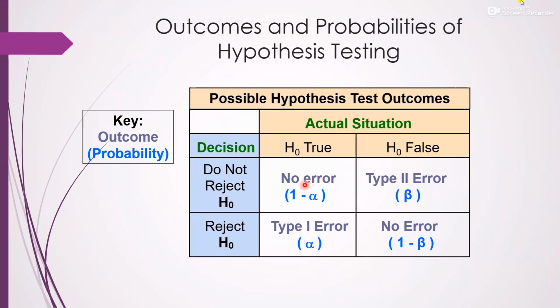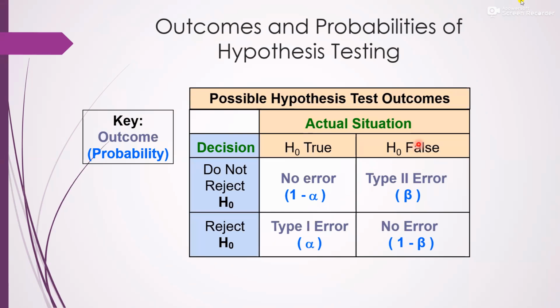These are the probabilities, and these are the decisions and the actual situations. If our decision is rejecting H naught, but our actual situation is H naught is true, that is rejected. That is called a type 1 error. And the probability of getting a type 1 error is denoted by alpha.